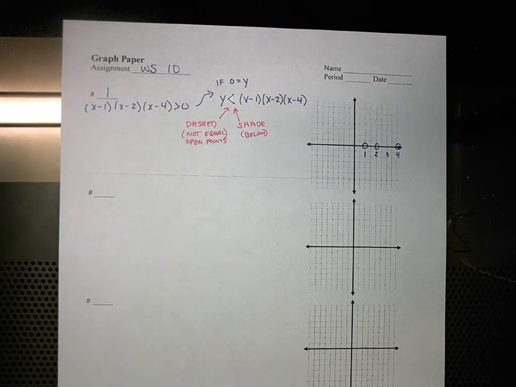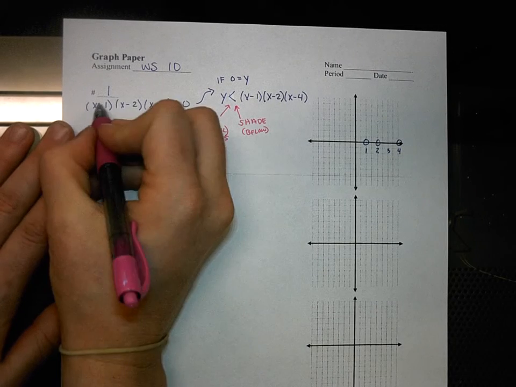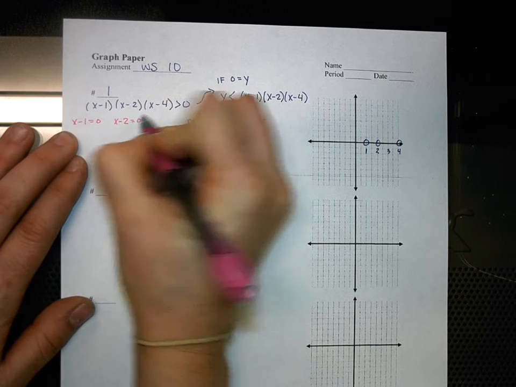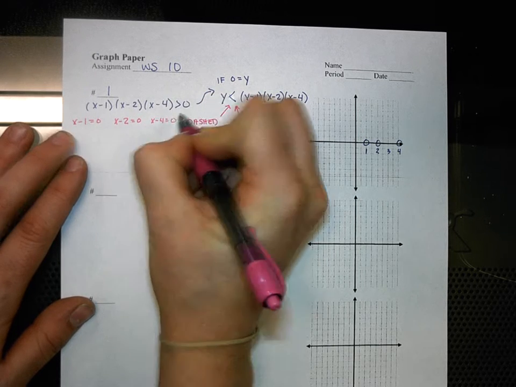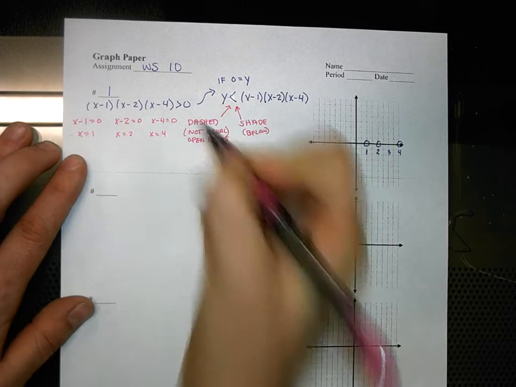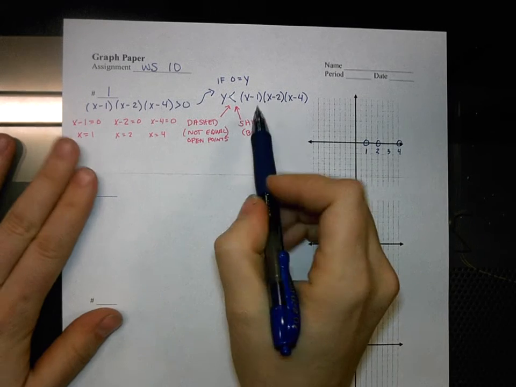Okay, so where did I get the 1, 2, and 4 from? Setting each of your factors equal to 0. So then we solve and get x equals 1, x equals 2, and x equals 4. Now in order to graph my polynomial, this one you could determine the y-intercept from. What's my y-intercept in this case?